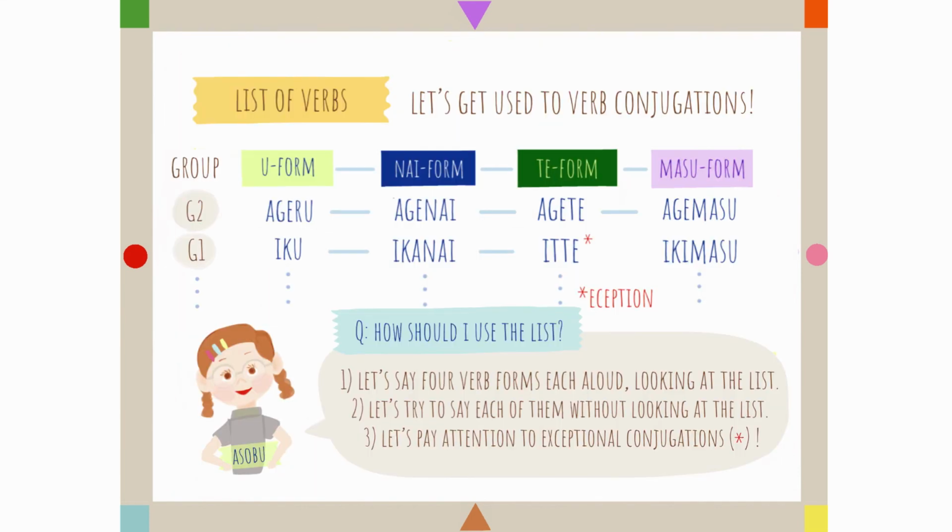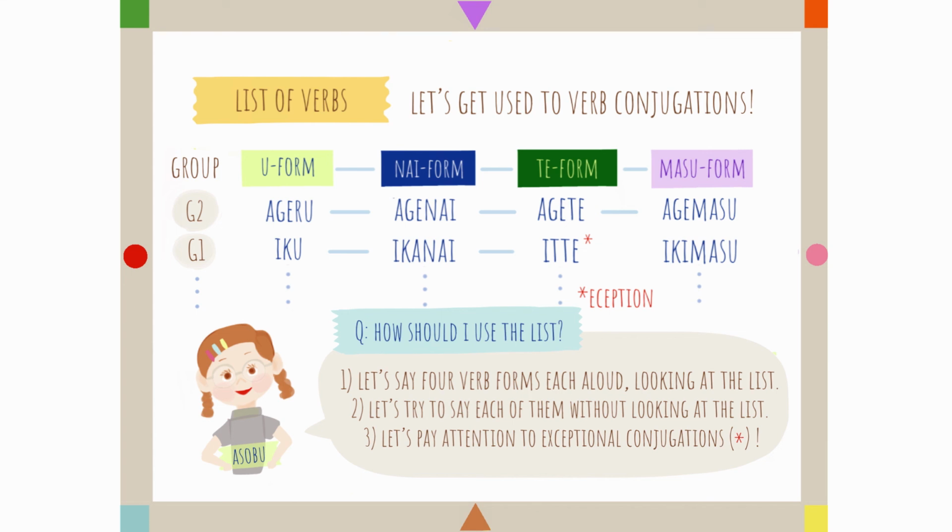Now, you have learned some tips for basic Japanese verb conjugation. Please practice changing verbs to different forms by yourself. In case you need it, you can use the verb list in Learning Center. Now I'd like to give you tips to use the verb list.